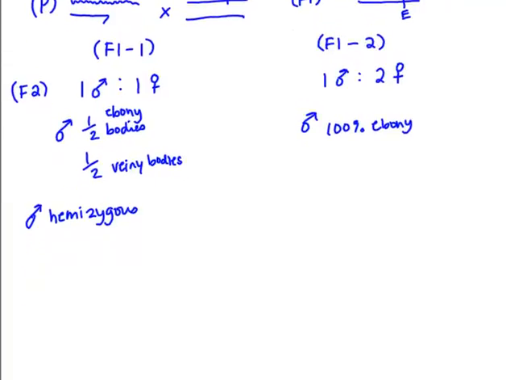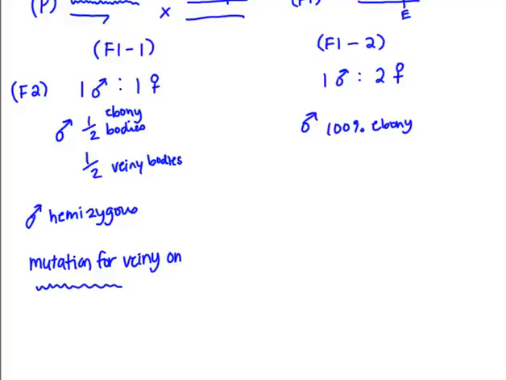So to explain that, we must say that this F1-1 female had a mutation for veiny bodies on her irradiated X chromosome. So we're going to draw that as a squiggly. Now, was this dominant or recessive mutation?